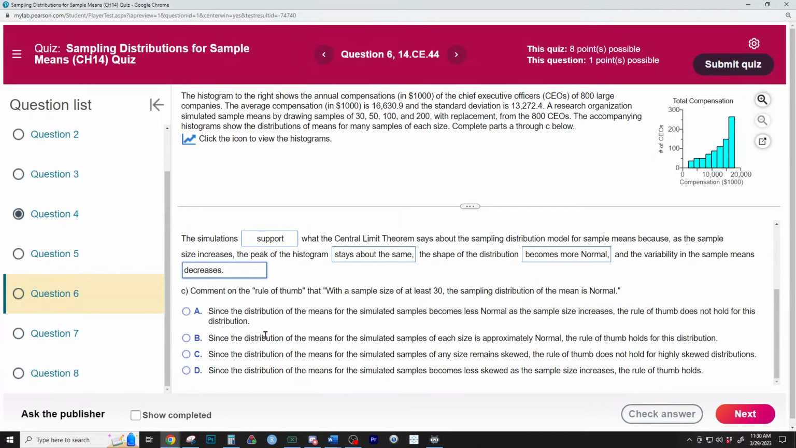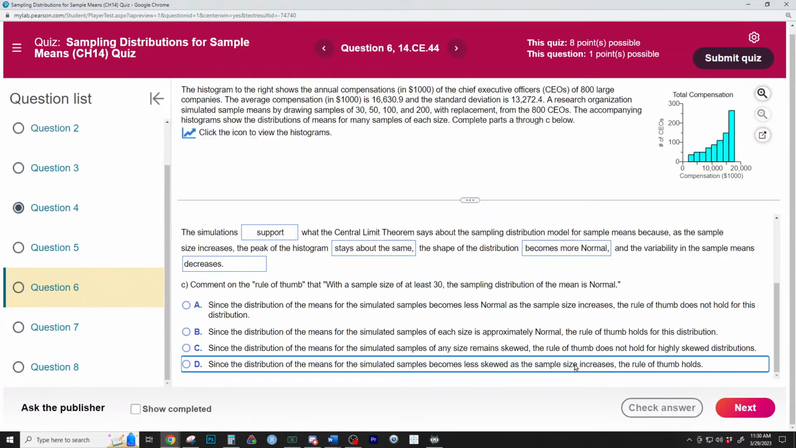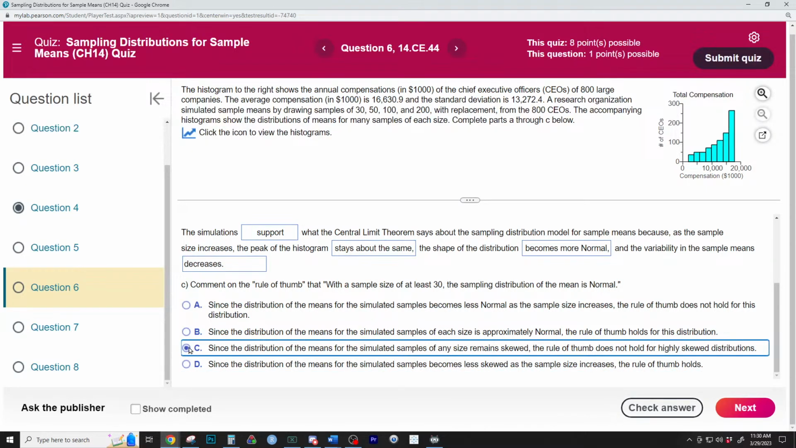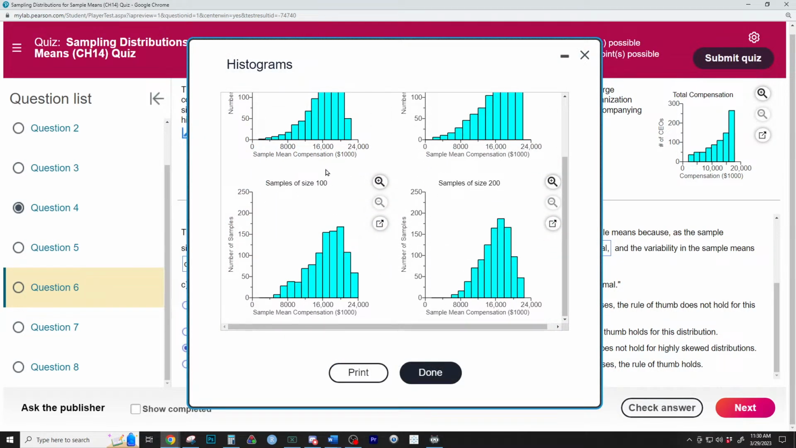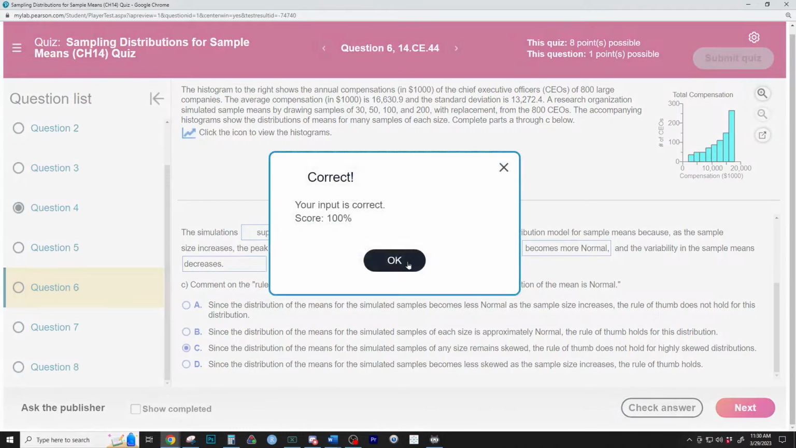Since the distribution of the means for the simulated samples become more normal, they don't become less normal, they do become less skewed. Here we go. Since the distribution of means for the simulated samples of any size remains skewed, do you see how they remain skewed right here? They're becoming more normal, but they remain skewed. The rule of thumb does not hold for highly skewed distributions.